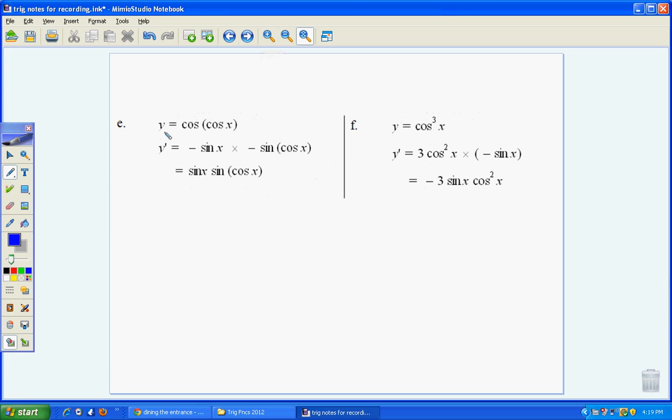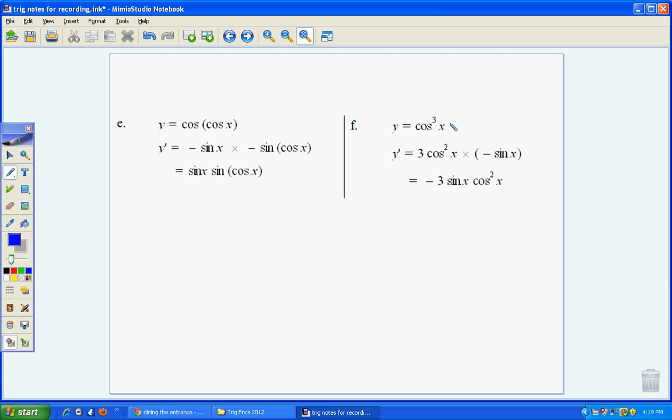So this one here is a little bit strange because it's cos of cos x. So again, what's the derivative of cos? The derivative of cos goes to minus sine, and the function stays the same, and we multiply it by the derivative of the function, which is minus sine of x, which gives us a positive sine x sine of cos x.